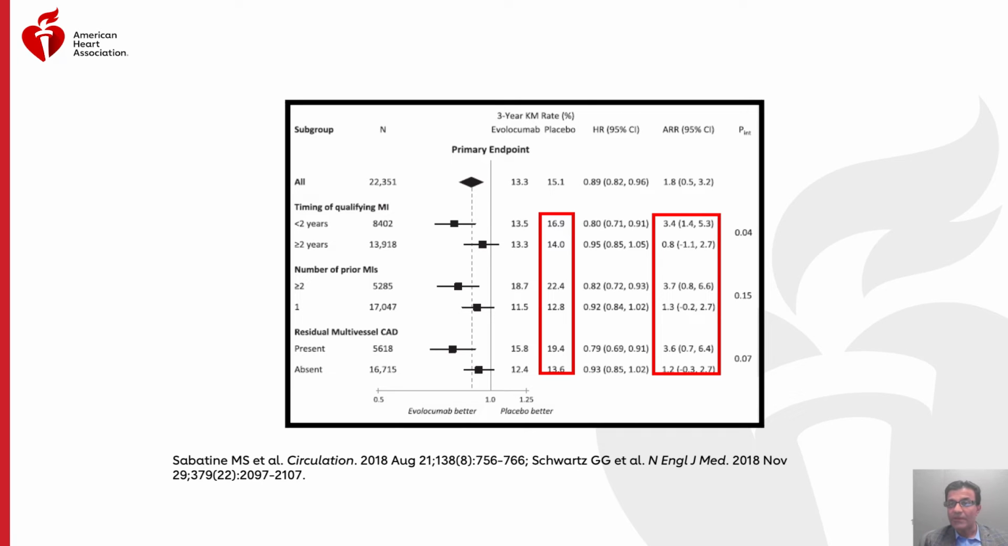Just to refresh your memory, the Fourier trial was a trial where everybody was on statin therapy. These were stable ASCVD patients, so they did not have an acute cardiovascular event. They had a prior history of MI, bypass surgery, PAD, or ischemic stroke. Everybody received a statin, and then patients were given a PCSK9 inhibitor or placebo.